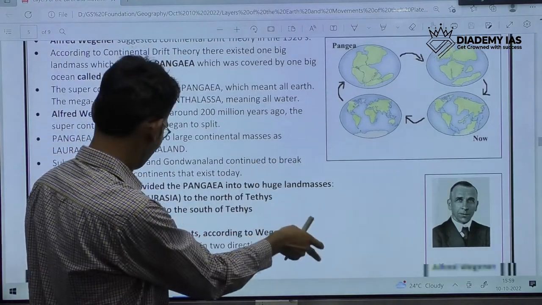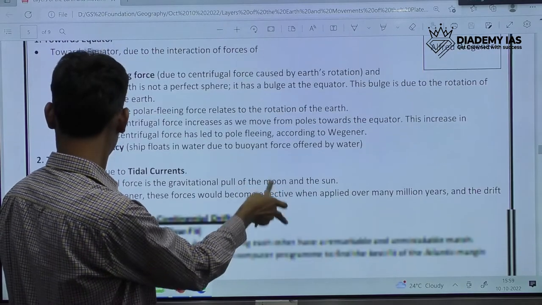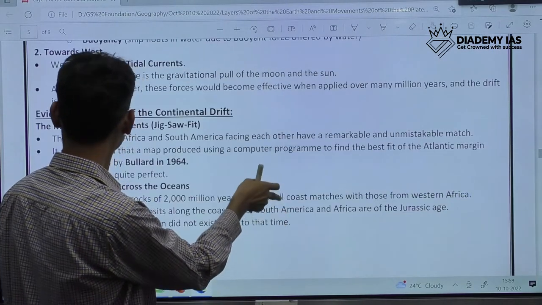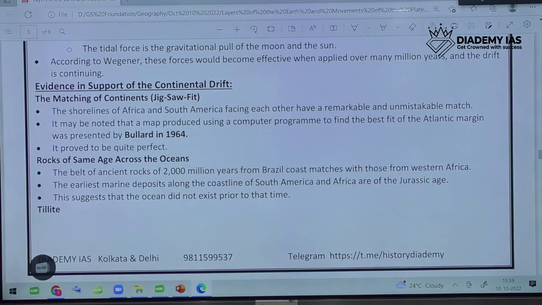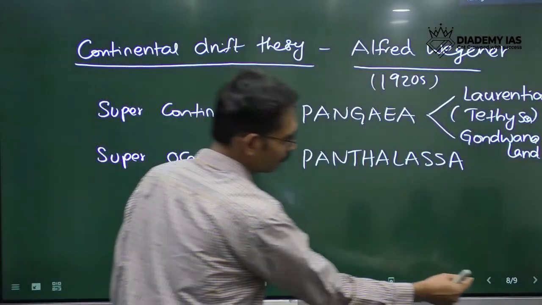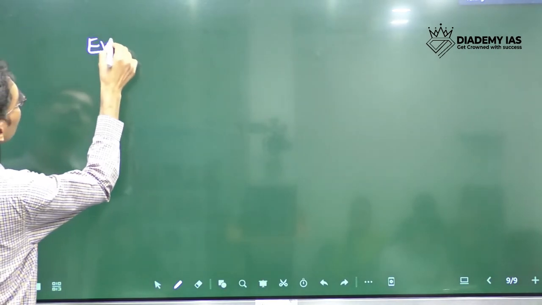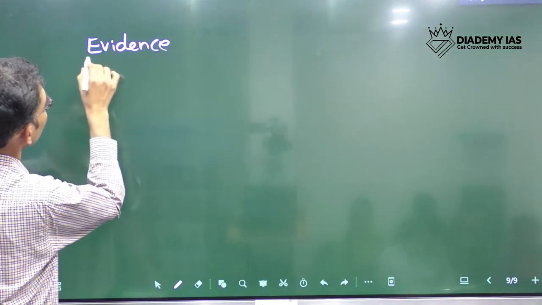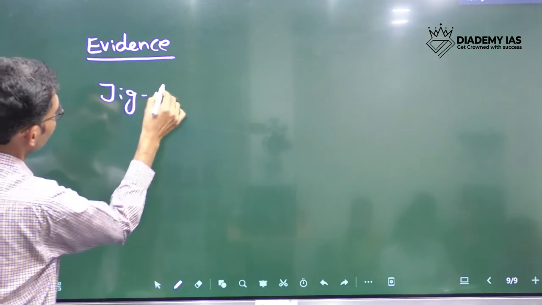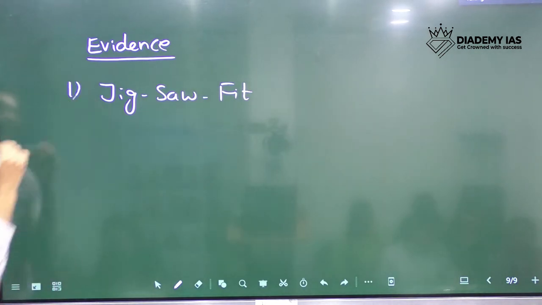Now here the evidence for this is, first, you note down the matching of continents. The matching of continents, jigsaw fit. I will note down. Jigsaw fit.